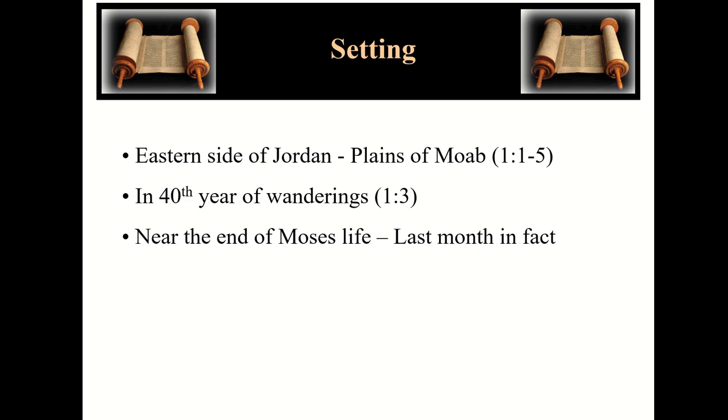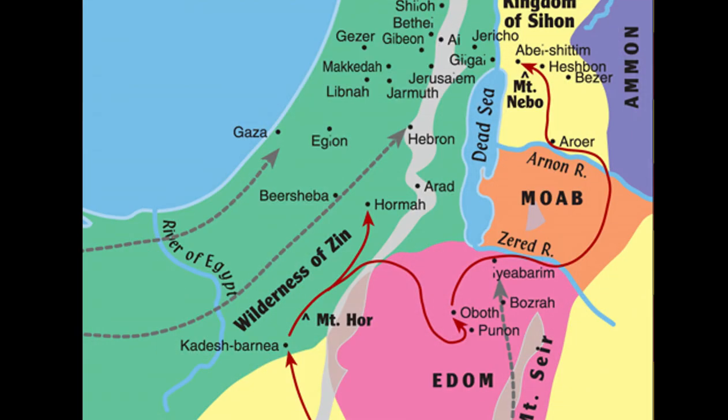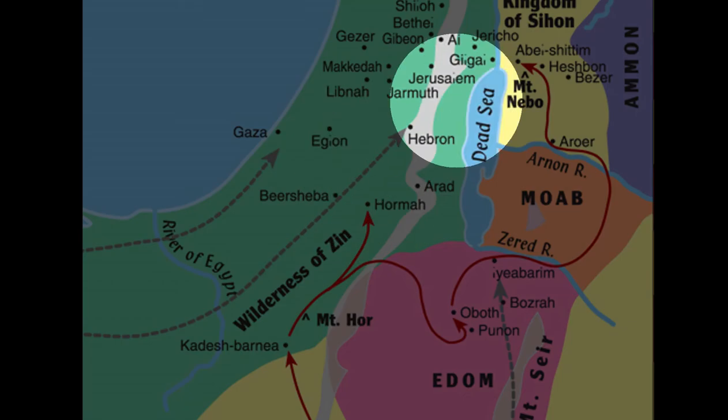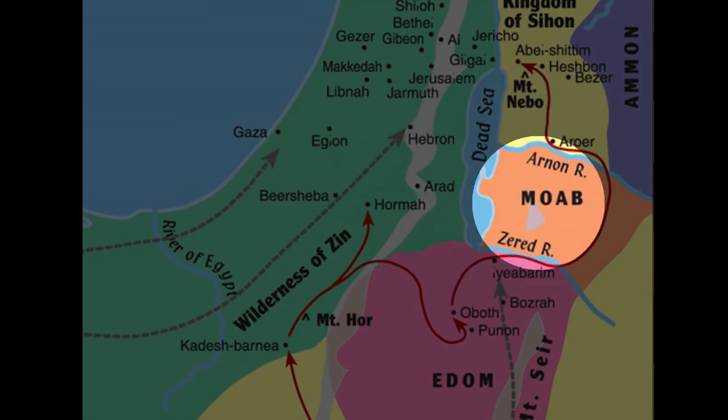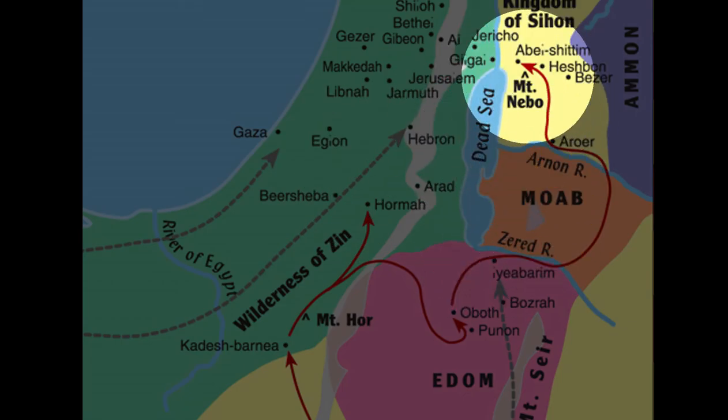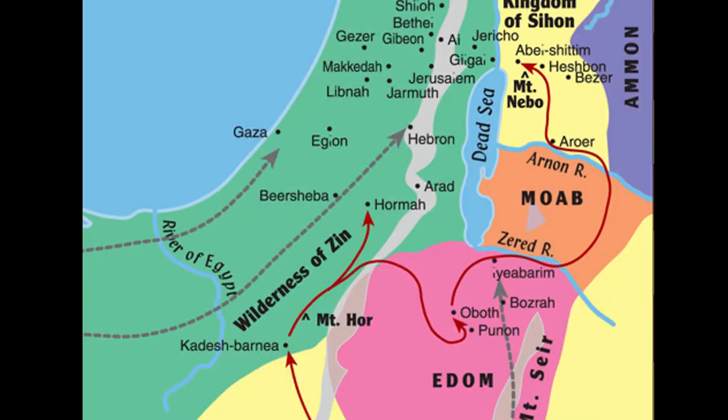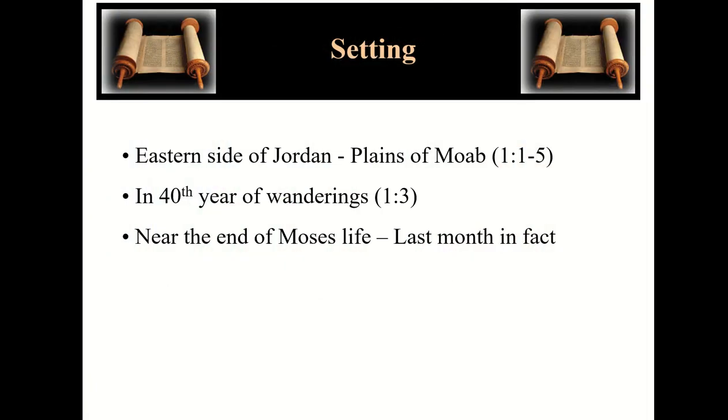Now let's talk about the setting of the book. The setting of the book is on the eastern side of Jordan in the plains of Moab, according to chapter 1, verses 1 to 5. We'll come back to that slide we just left, but it's showing you where they are. This is the Dead Sea, and this is the region that they're in, the plains of Moab, across from Jericho. This is where they are as they're getting ready to cross over the Jordan, and they'll take Jericho and then Ai. So the setting is on the eastern side of Jordan.